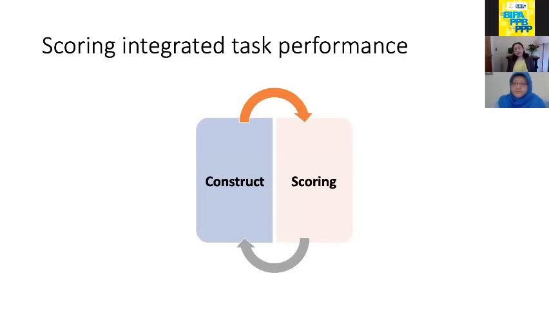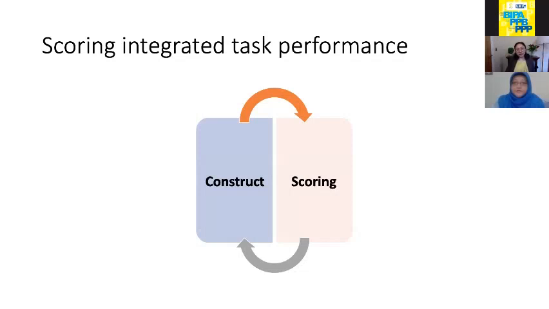For example, if you use an integrated task as a measure of reading or reading comprehension, the first use that I talked about earlier, then perhaps in the scoring, you shouldn't focus too much on grammar, vocabulary, spelling, punctuation, because your construct is on reading rather than writing, right? So you shouldn't perhaps penalize your students when they make spelling mistakes, okay?